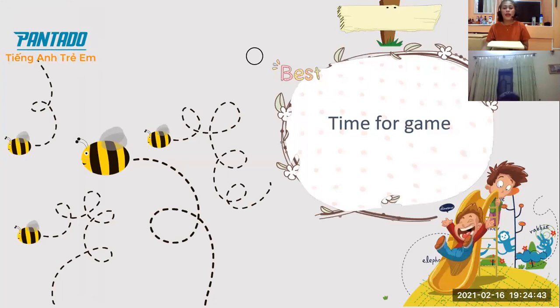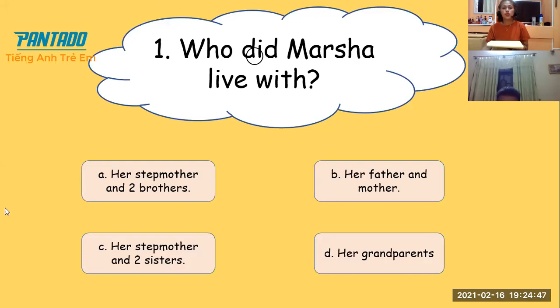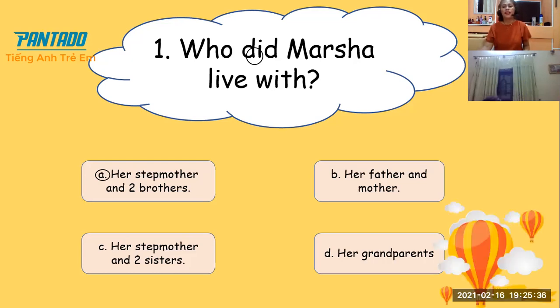Okay, this is time for a game. So please choose the correct answer. Who did Marcia live with? Marcia lived with her what? Her stepmother. Yeah, stepmother, very good. And two stepbrothers. Very good. Next, good job.